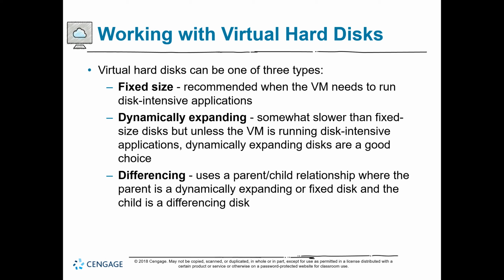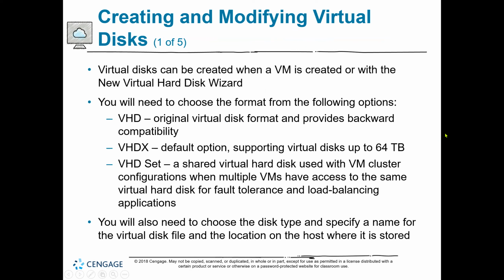Dynamically expanding is somewhat slower than a fixed size, but unless the VM is running disk intensive applications, dynamically expanding disks are a good choice. So if you're doing something that's smaller and less rough on your hard drive resources, that one can be good. I personally try to use fixed disk on most VMs just because you never know. And then there's differencing, which uses a parent-child relationship where the parent is a dynamically expanding or fixed disk, and the child is a differencing disk.